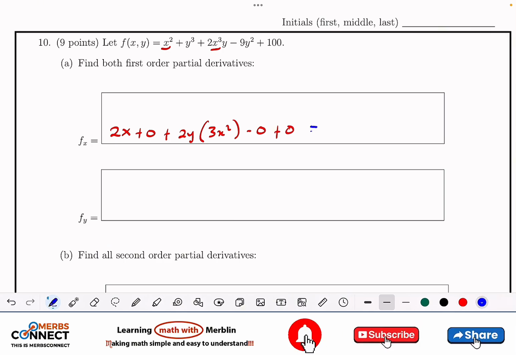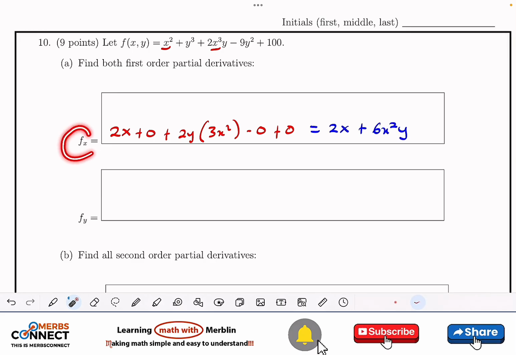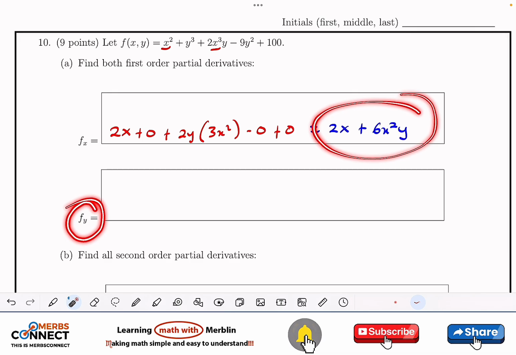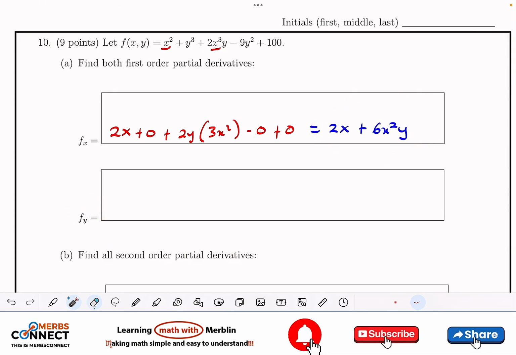Simplify this and we are going to have 2x plus 2 times 3 is going to give us 6, so 6x squared y. Good. So that is when I differentiate it with respect to x. That's my final answer here. Let's look at when it is with respect to y.